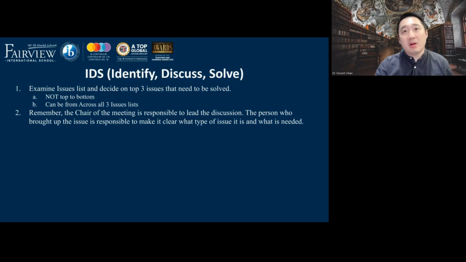Remember, the chair of the meeting is responsible to lead this discussion. Sometimes you have to make the hard calls and say, I know we want to do this issue, but this one has to take priority because it has a certain urgency or importance associated with it that we all need to recognize. Okay. The second thing is the person that brought up the issue is responsible to make it clear what type of issue it is. So what's the issue and what's needed? Okay, so everybody has some responsibility going on here. It's not just the chair's responsibility.